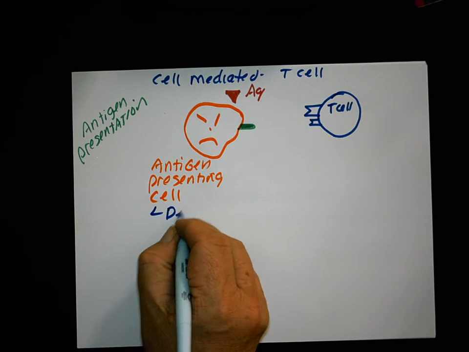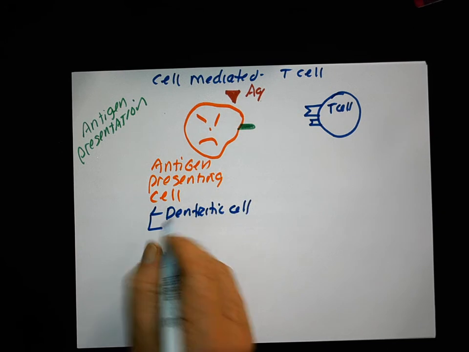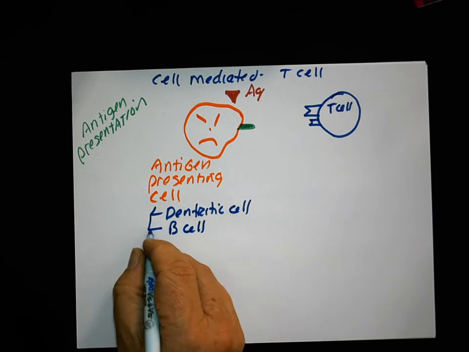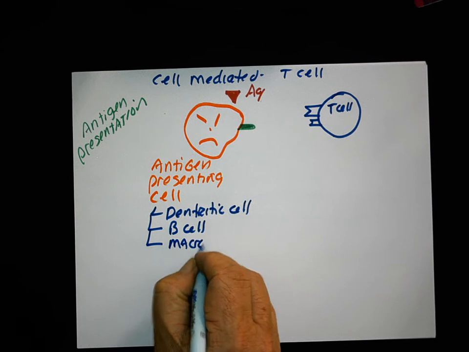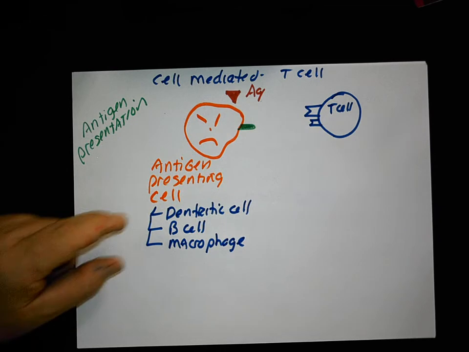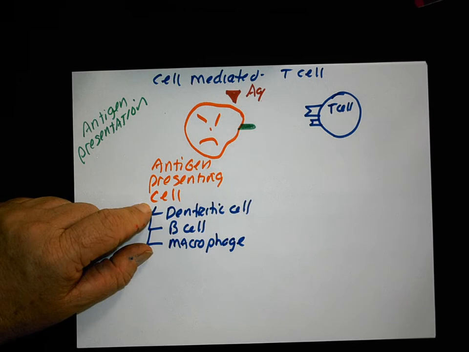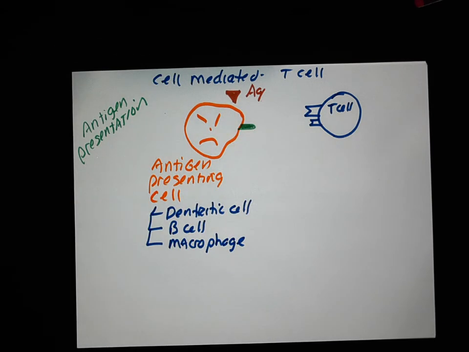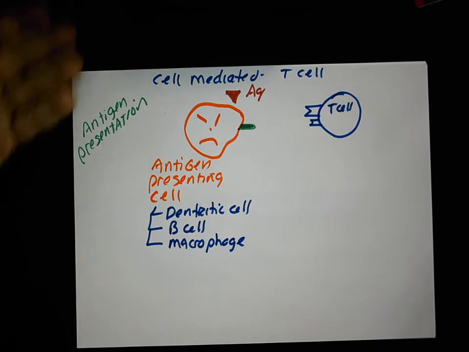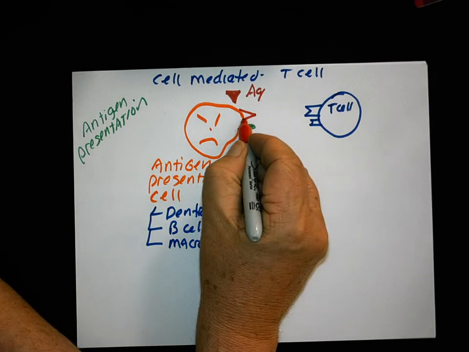You have a dendritic cell. You have a B cell. You have a macrophage. Those are the three main types of antigen presenting cells, which means these are the only ones which can present the antigen to the T cell to activate it. So this dendritic cell engulfs the antigen and will then present it on the surface.